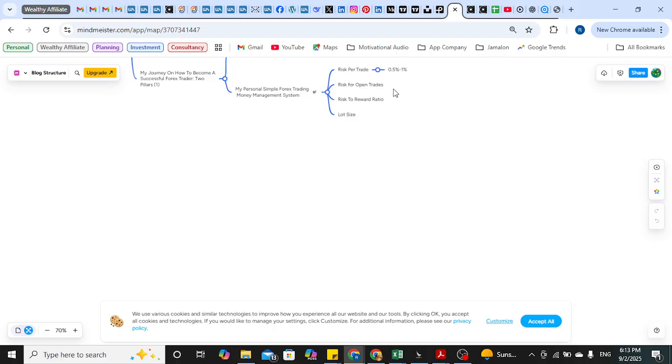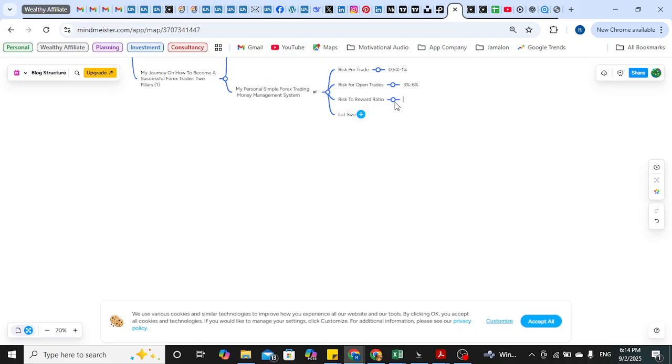Now, the risk for all open trades, I'm allowing myself somewhere between 3% and a maximum of, and should not exceed, 6%. So the preferred risk for open trades is around 3% or below. But I am allowing myself a maximum of 6%.